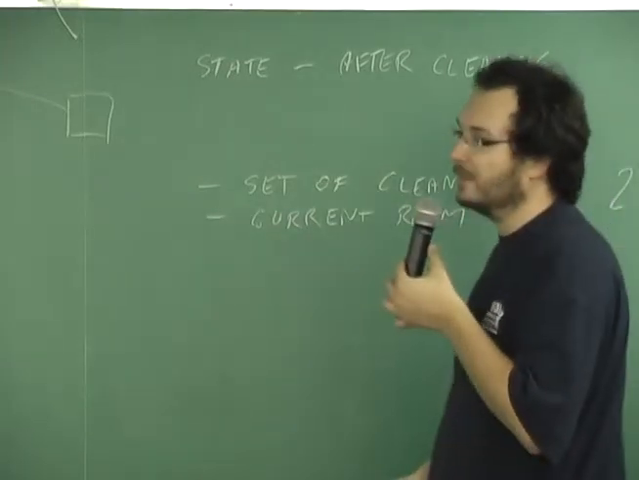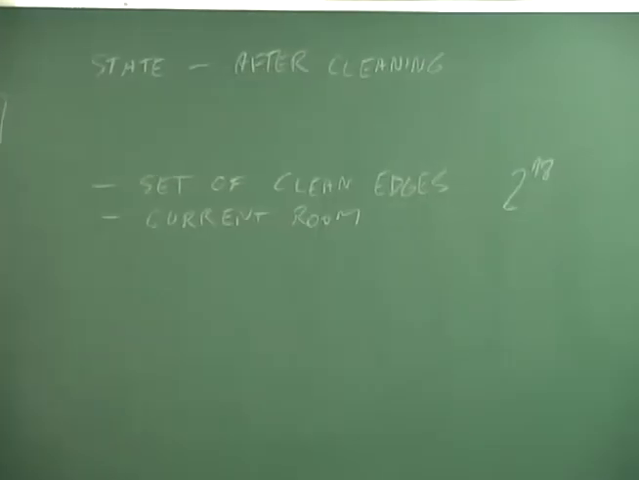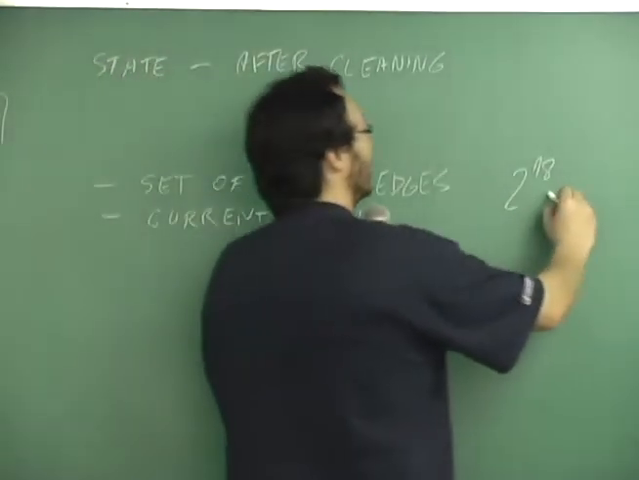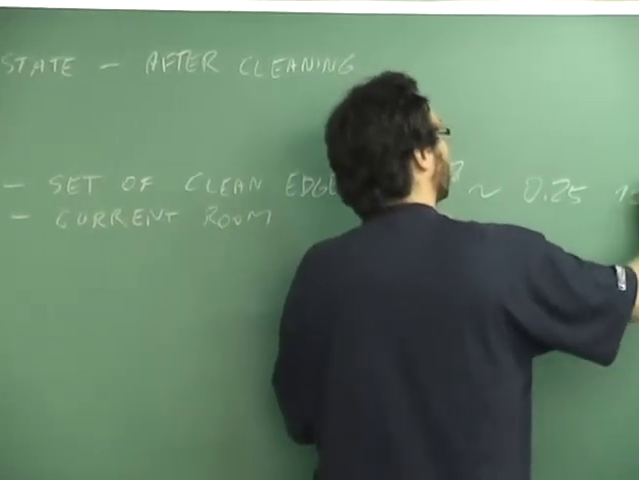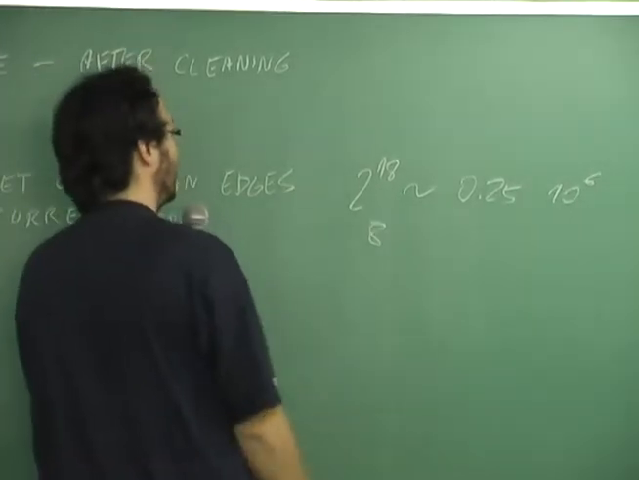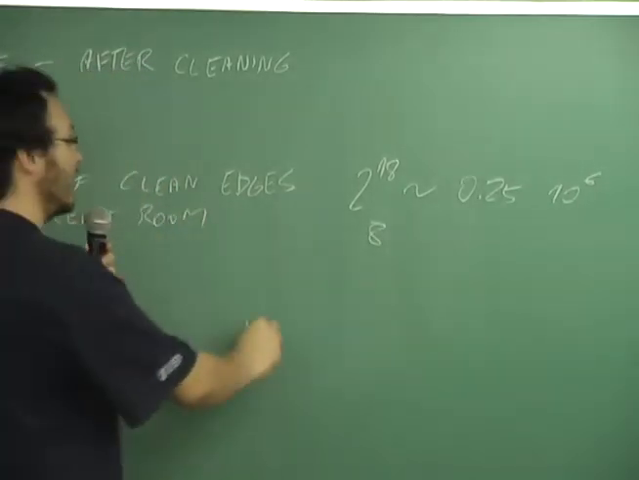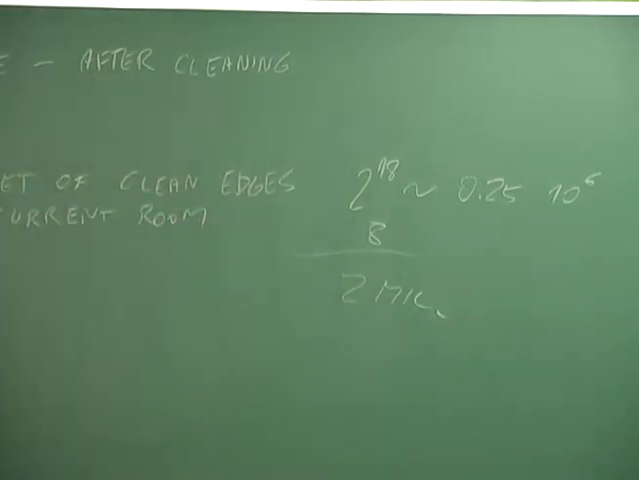There are 2 to the 18 possibilities for the set of clean edges, because each of the edges can be either clean or dirty. And this is basically 250,000. And there are 8 possibilities for the current room, which gives us roughly 2 million states.